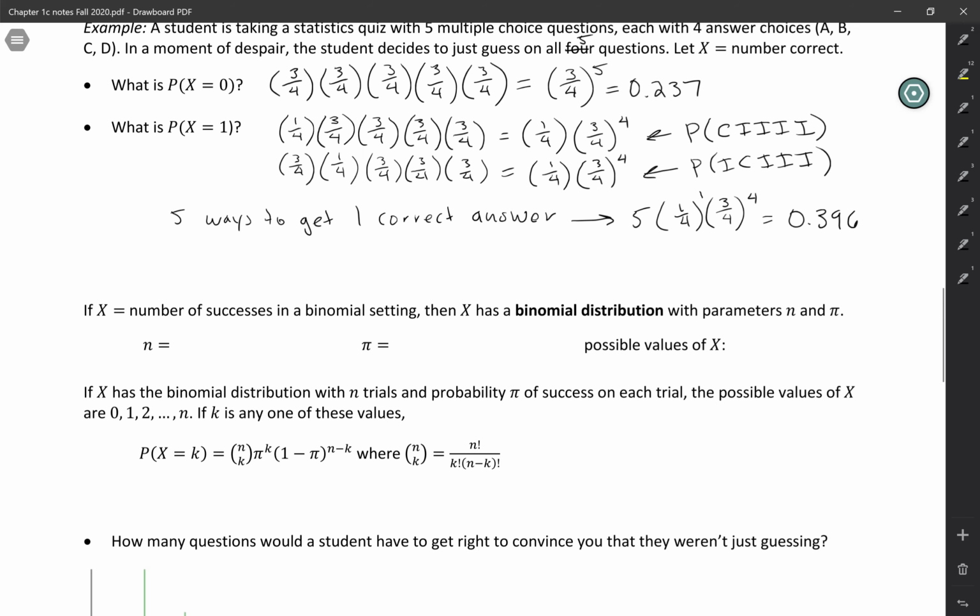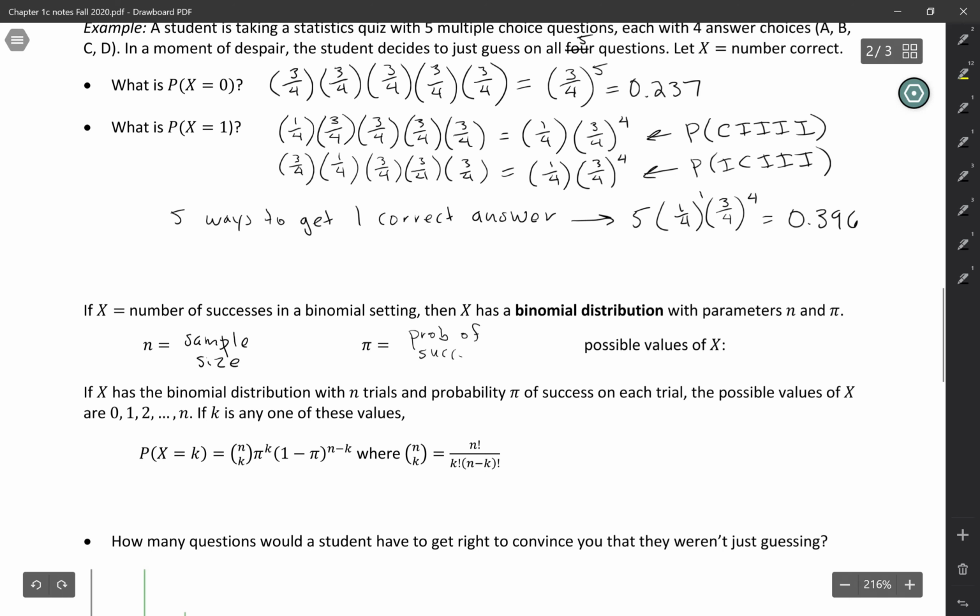So if x is the number of successes in a binomial setting, binomial settings just mean the kind of situations we've been working with, where you've got binary data and everything is independent, then x has a binomial distribution with parameters n and pi. So n is the sample size, like in this case it would be the number of test questions that you're trying. Pi would be the probability of success.